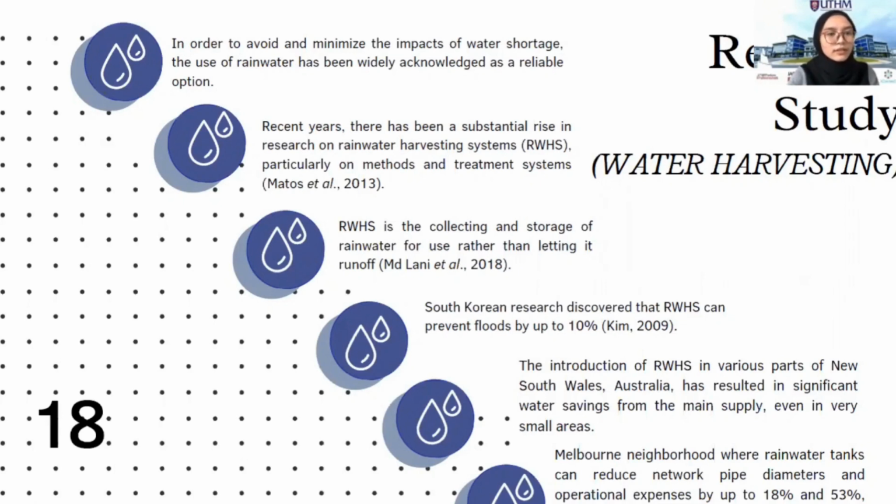South Korea research discovered that RWHS can prevent floods by up to 10%. The introduction of RWHS in various parts of New South Wales, Australia has resulted in significant water savings from the main supply, even in very small areas. In a Melbourne neighborhood, rainwater tanks can reduce network pipe diameter and operational expense by up to 18% and 53% respectively.